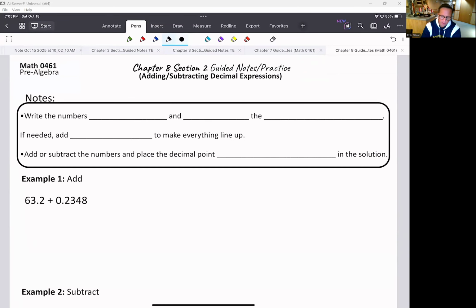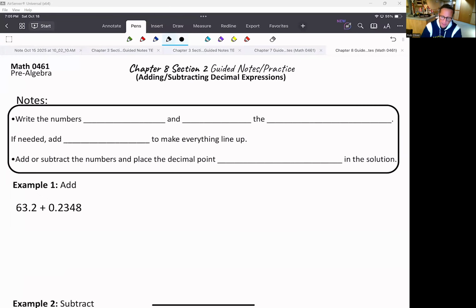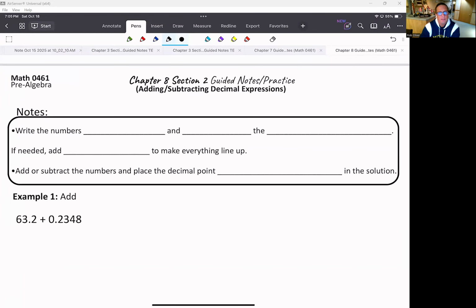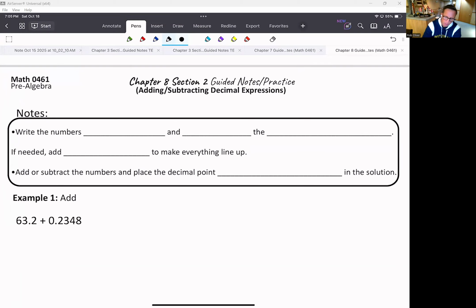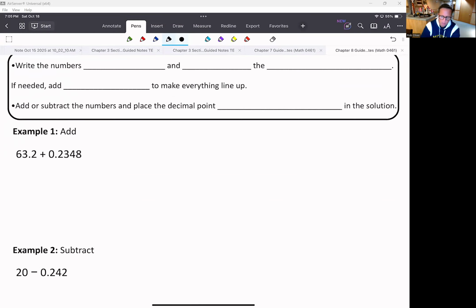Okay, let's start up with Chapter 8, Section 2. This is about adding and subtracting decimals and decimal expressions. All right, so first things first, let's go ahead and talk about adding and subtracting them.